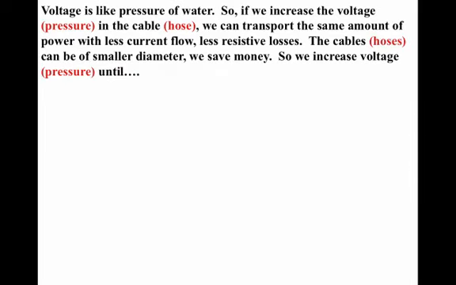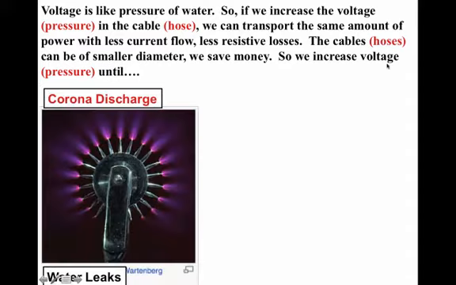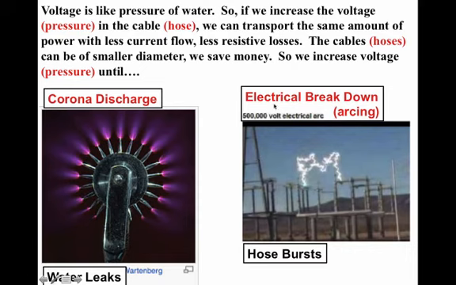So what we want to do is boost our voltage up as high as we can so we can drop the current and drop our power losses. And we're going to increase that voltage until we get corona discharge. Now what's corona discharge? It's not electrical breakdown, which is arcing. Corona discharge is when the voltage gets high enough, you begin to leak electrons off the wires. And this is a power loss.